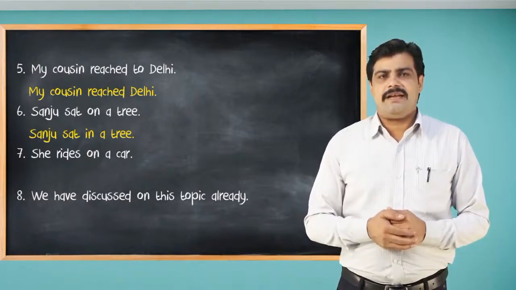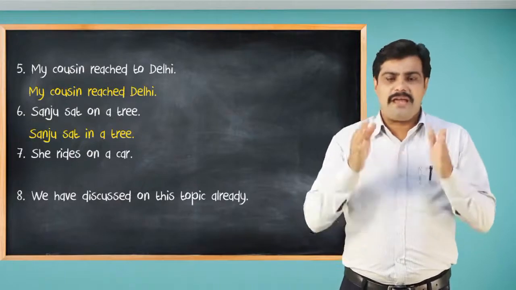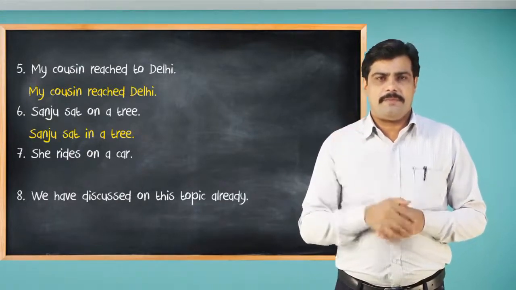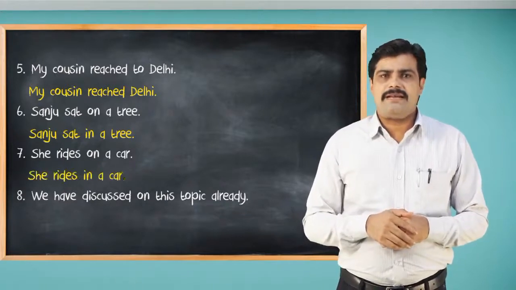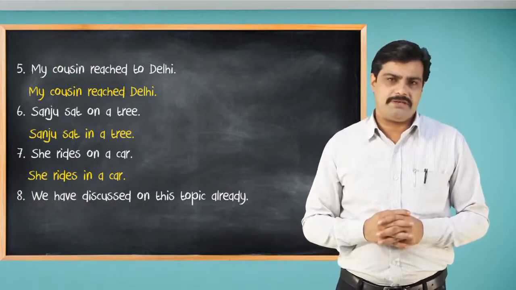Another sentence, he rides on a car. Now to say on a car is wrong because for means of transportation we use in. So the sentence, he rides in a car, is the right expression.